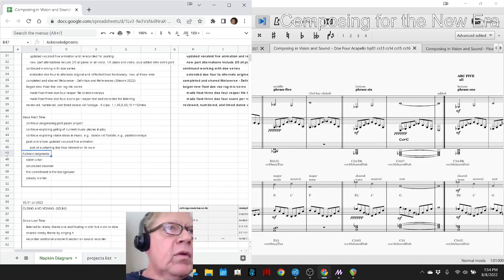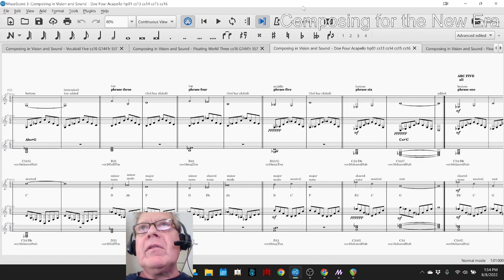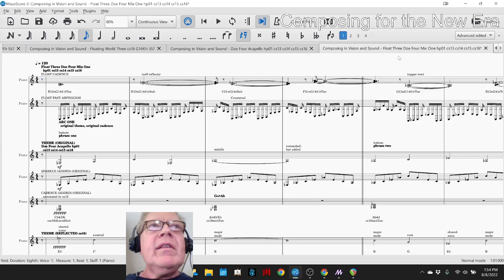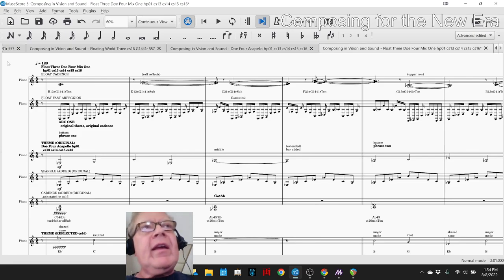Now, one of the experiments that we did is that amusing overlay that we just played for you. Now, this one, the mix. We took the fast boogie, so to speak, and then the whole thing. So you're going to hear the whole Do 4 now, but you're going to hear it overlaid with what we call Float 3. Here we go.